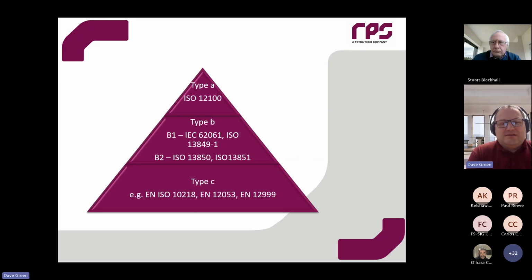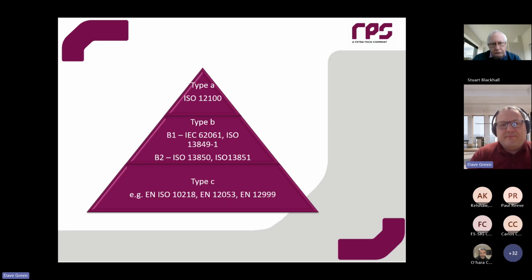And then Type C standards, there's EN ISO 10218, which is the robot standard split into two parts, one for robot manufacturers and one for integration into a robot cell. EN 12053 and 12999 are two of the other ones, but I've lost my notes, so I can't tell you what those ones are. In the journal that's linked to the Machinery Safety Directive in Europe, there are around 1,100 Type C standards, around 400-ish Type B standards, and then say 4 entries for Type A, which are all variants of 12100.